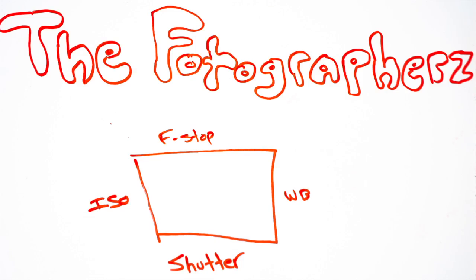It's the conclusion. We just taught you about the Photographerz Square. We taught you about the white balance, the ISO, the f-stop, the shutter, all of that. And what we didn't tell you, which is the secret, is that they're all related. They all work together.